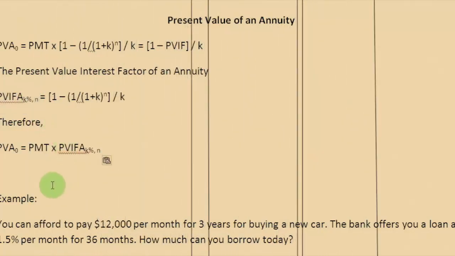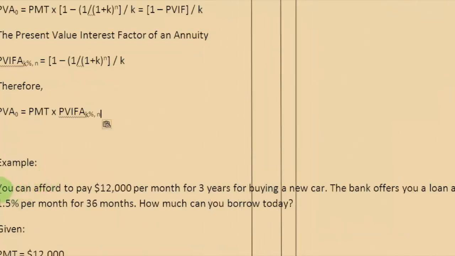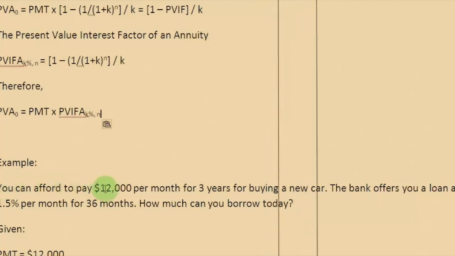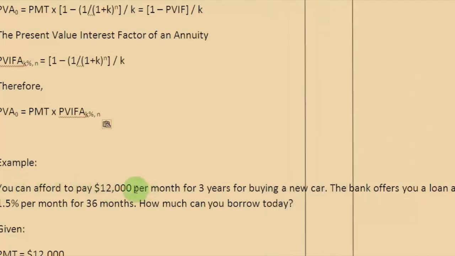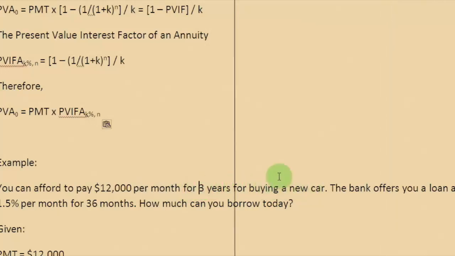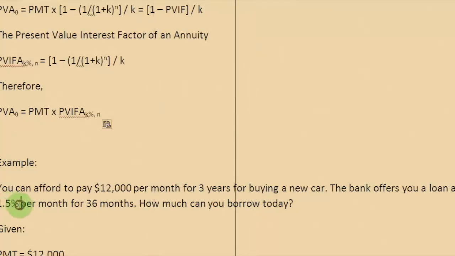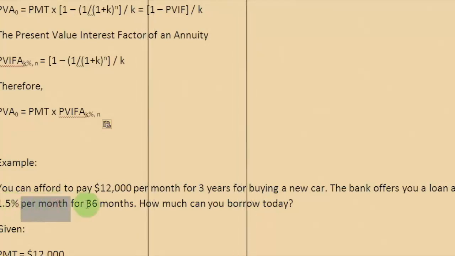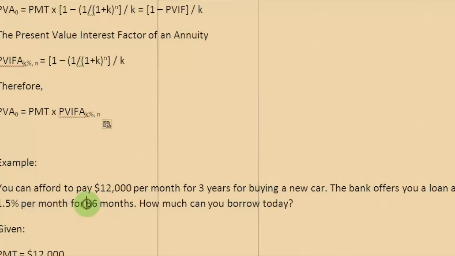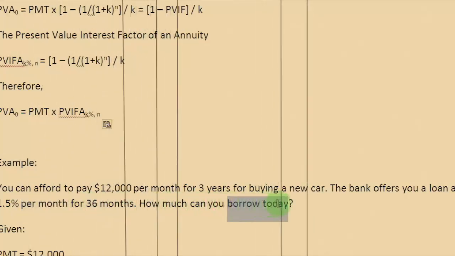Now let us quickly take an example to see how this formula can be put to use. Suppose you can afford to pay $12,000 per month, so it's an annuity for 3 years for buying a new car, and the bank is offering you a loan at the rate of 1.5% per month. Be careful about this, and this loan has a term of 36 months. The question is, how much can you borrow today?